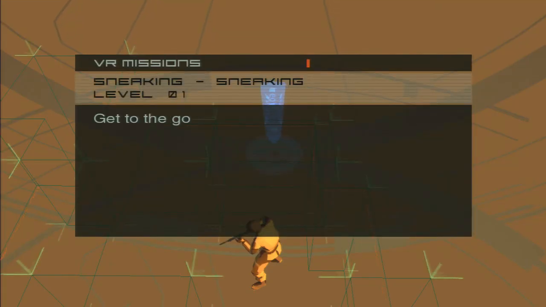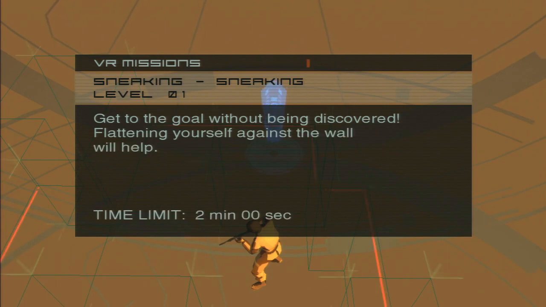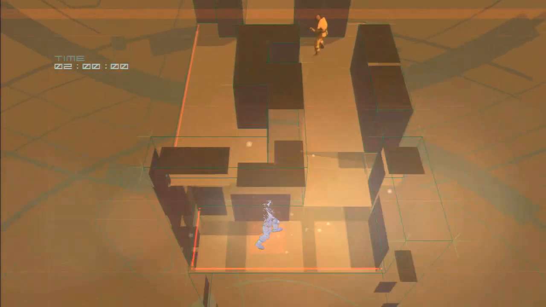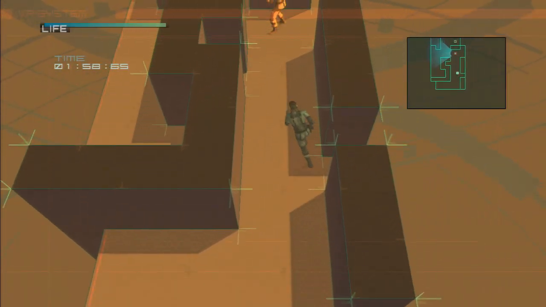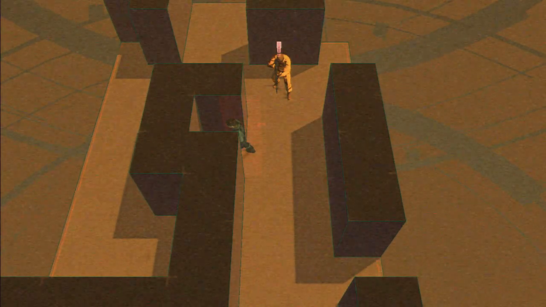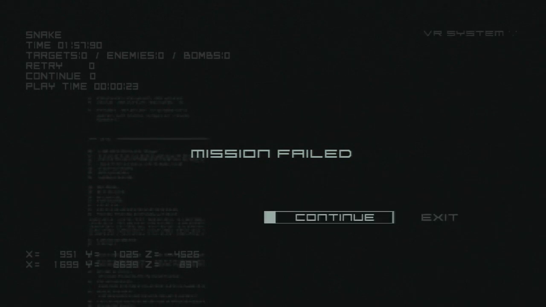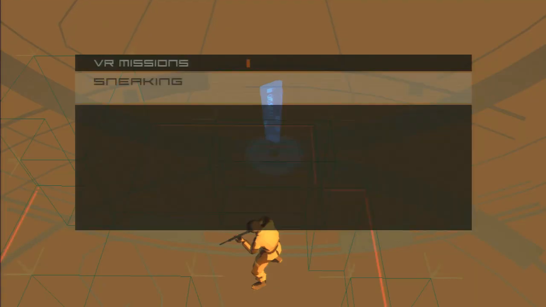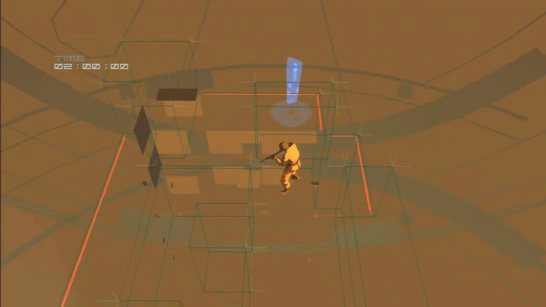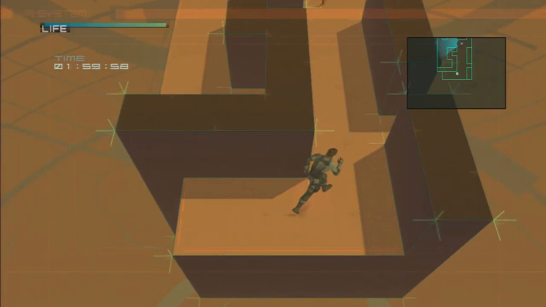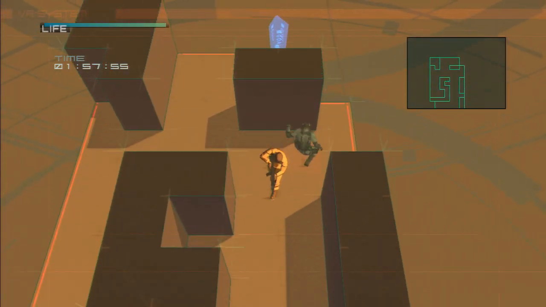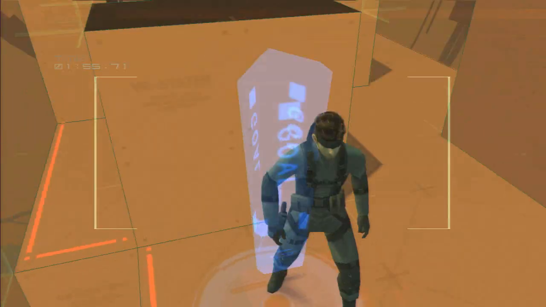Anyway, let's go on with the sneaking missions, in which we just have to get from the beginning to the goal without being discovered. Now I am going to be just showing the solutions, because otherwise, instead of being about 20 minutes long, it'll be about an hour and a half long, just showing me getting caught. Because I'm not very good at these. I also haven't done these in a long time.